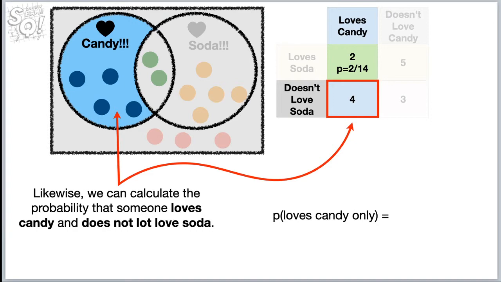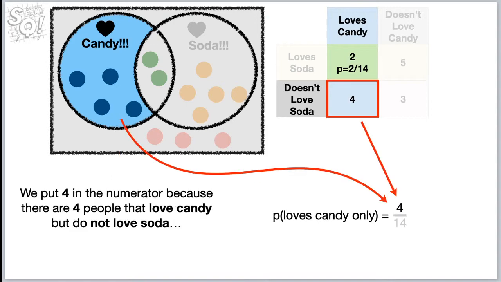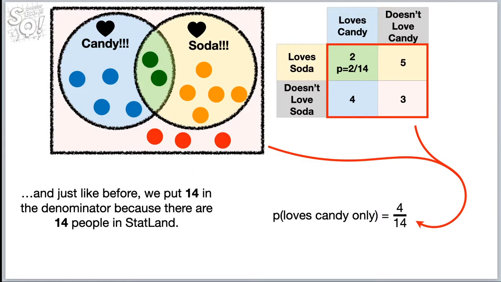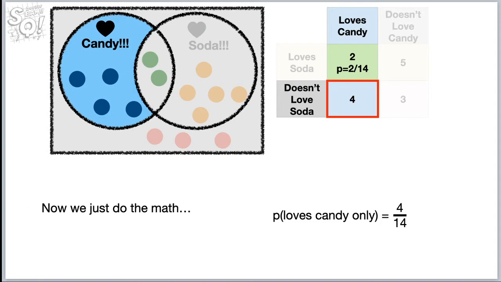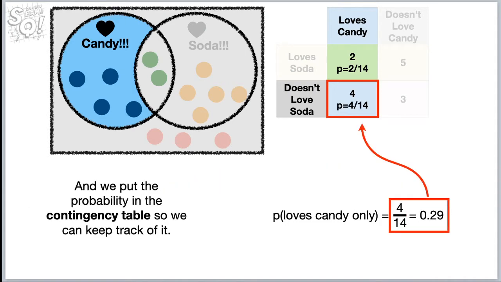Okay, so likewise, we can calculate the probability that somebody loves candy and does not love soda. We put 4 in the numerator because there are 4 people that love candy but do not love soda. And just like before, we put 14 in the denominator because there are 14 people in Statland. And that means the probability that someone loves candy but not soda is the proportion of people that love candy but not soda. Now we just do the math and we get 0.29. And we put that probability in the contingency table so we can keep track of it.